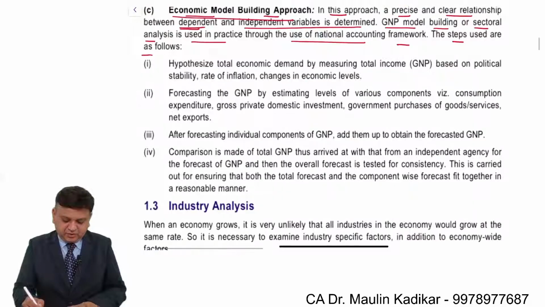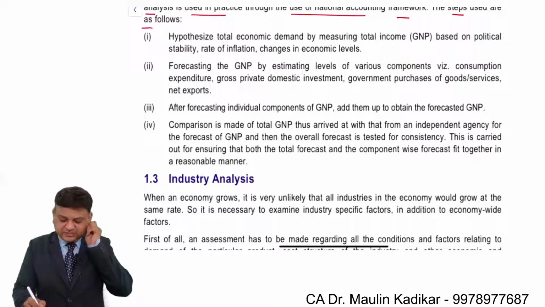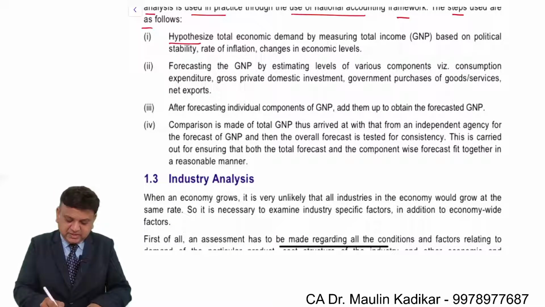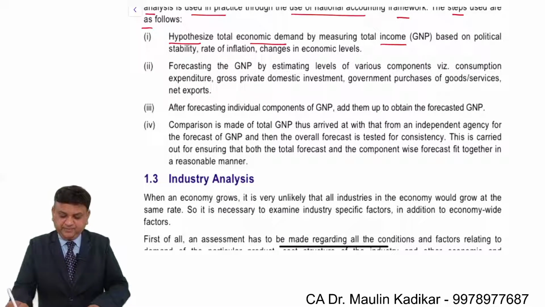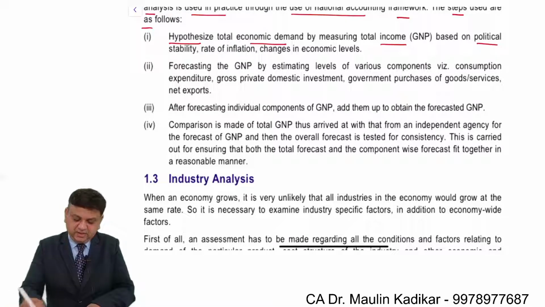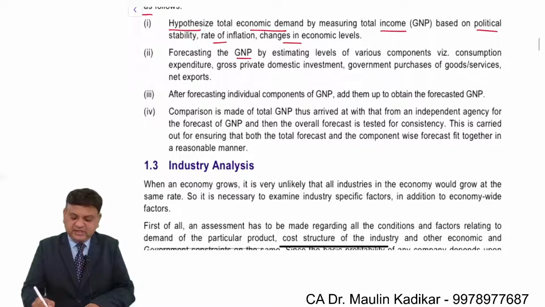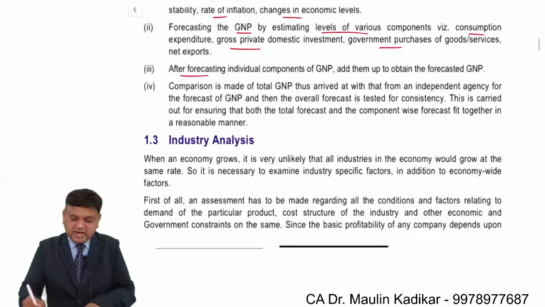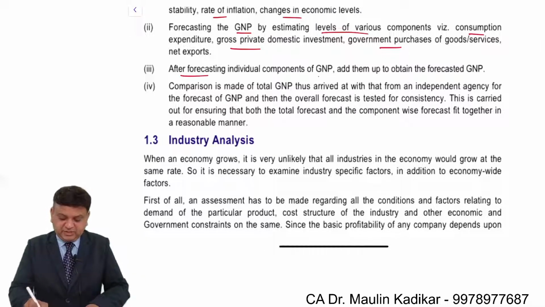The steps used are as follows. Over here, these are the steps that they have provided. Hypothesize the total economic demand by measuring the total income based on political stability, rate of inflation, and changes in the economic level. Then forecast the GNP by estimating the level of the various components, namely consumption expenditure, gross private domestic investment, and governmental purchase of goods or services. After forecasting individual components of GNP, add them to obtain the forecasted GNP.